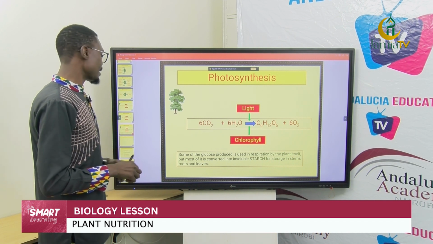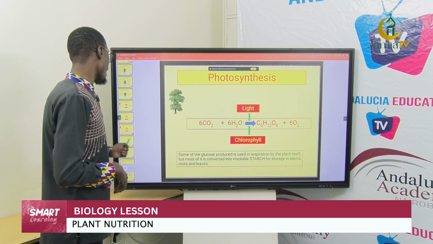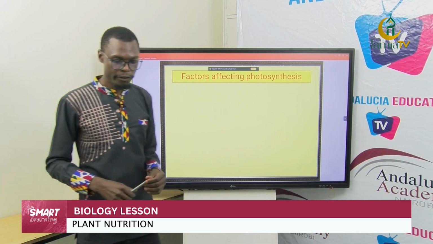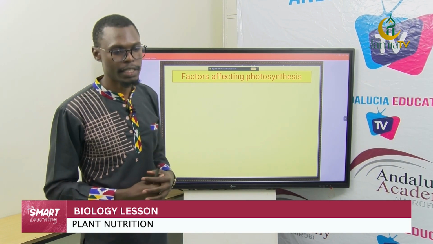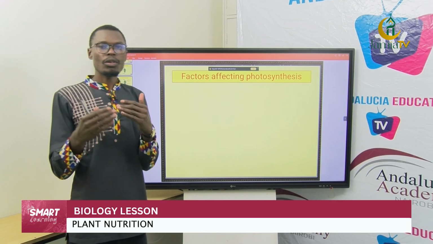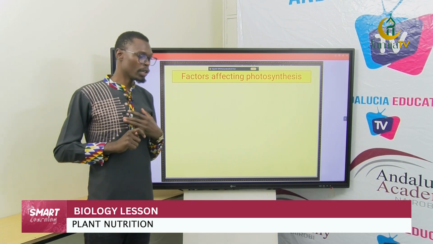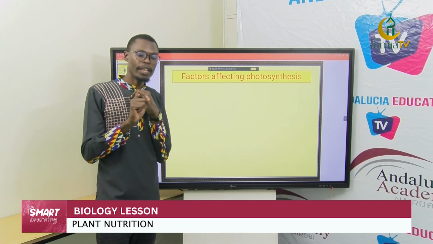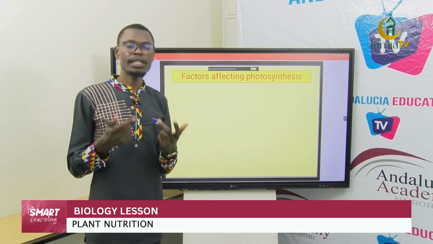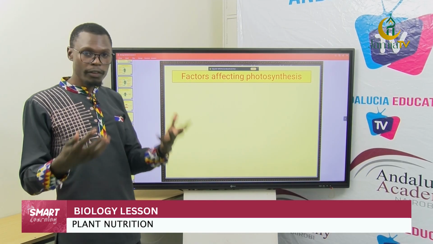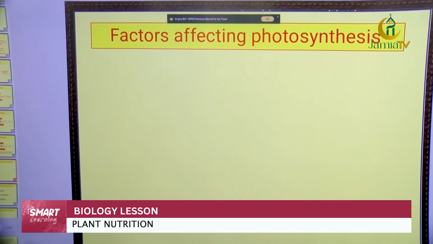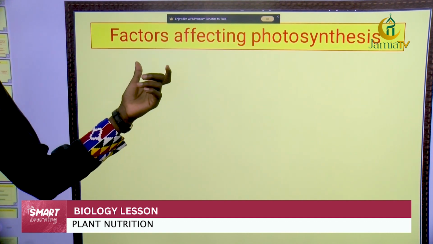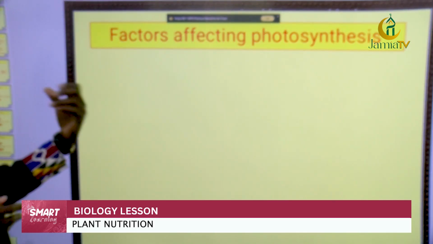There are factors that can affect the rate of photosynthesis. Already, we have talked about the raw materials required for photosynthesis and the conditions of the environment that you need for photosynthesis to take place. What if these raw materials are insufficient or in excess? Can they affect photosynthesis? That is what we are going to see.